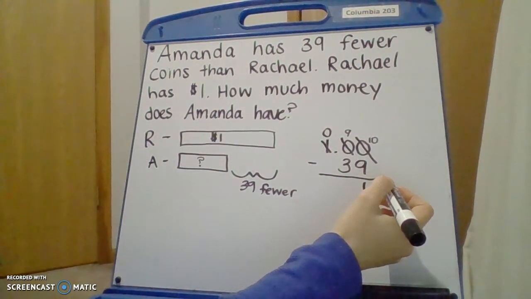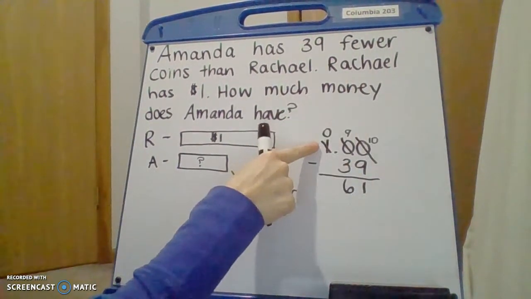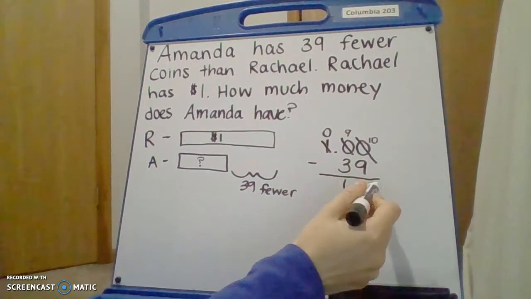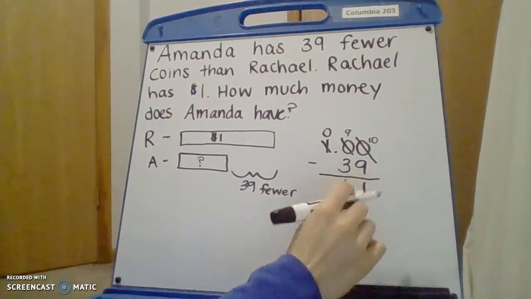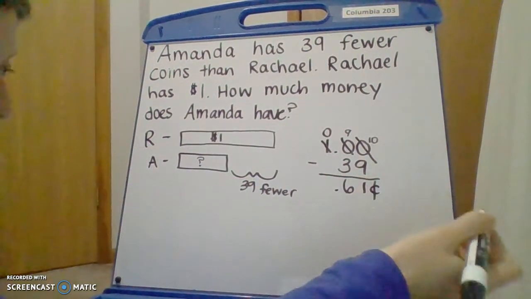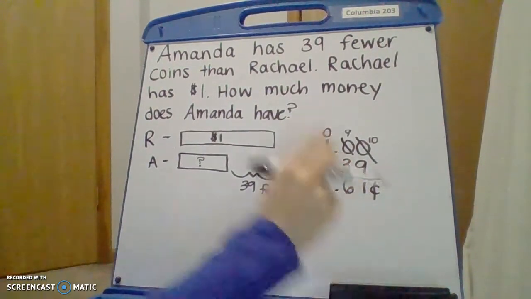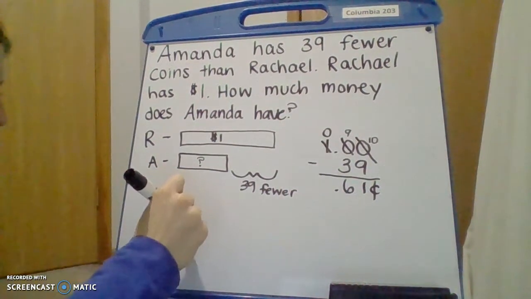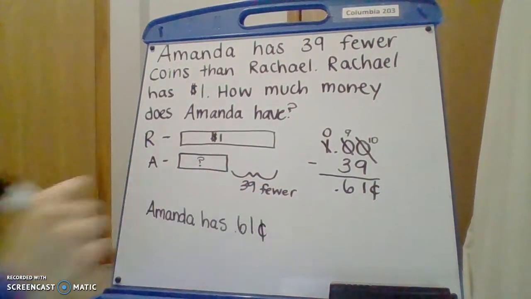9 minus 3, which is going to give you 6. And you don't have anything left here. So this 61 is going to be your answer. It's going to be 61 cents. Okay, so the decimal is there. That's how you would write it. And then you would label it. So Amanda has 61 cents.